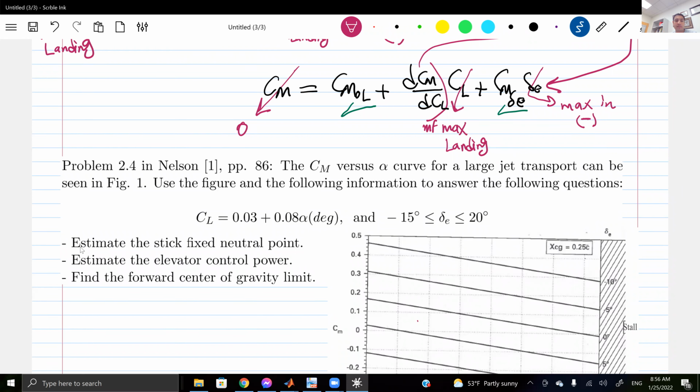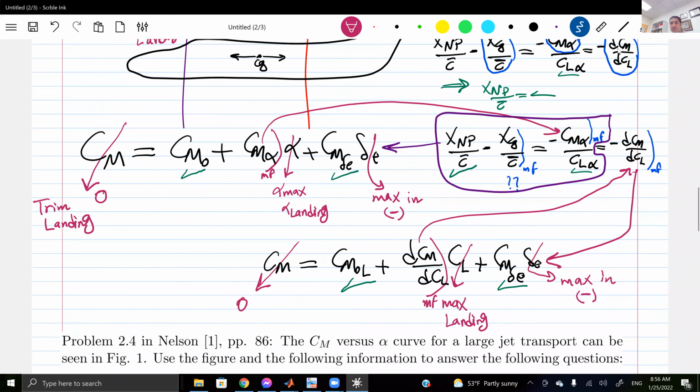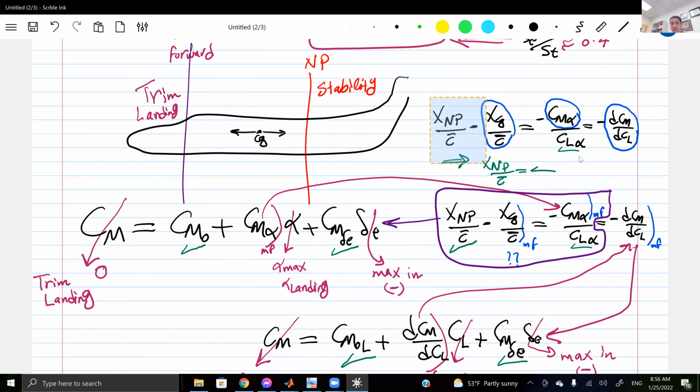And we have three requirements. The first requirement: estimate the stick fixed neutral point. We need the neutral point. So let's get the neutral point. That's easy. I'm going to use the exact same equation. Let's copy it.